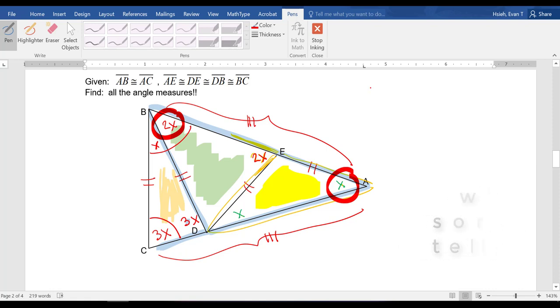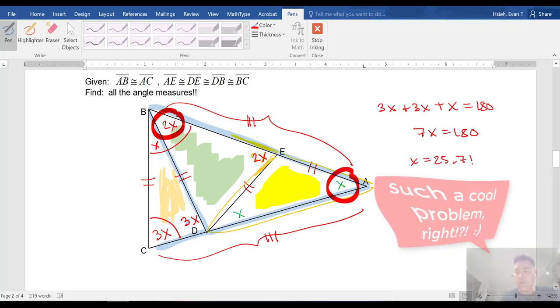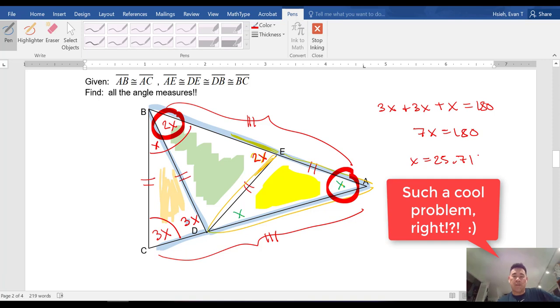Now I can use the fact that the three angles of a triangle add up to 180. I can take the big triangle all the way around and do 3x plus 3x plus the vertex angle, which is plus x, equals 180 degrees, or that's 7x equals 180. On the calculator, x is equal to 25.71, and then just plug it back in to find all the different angles there.